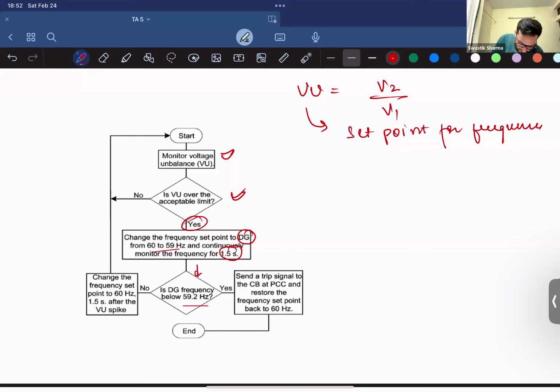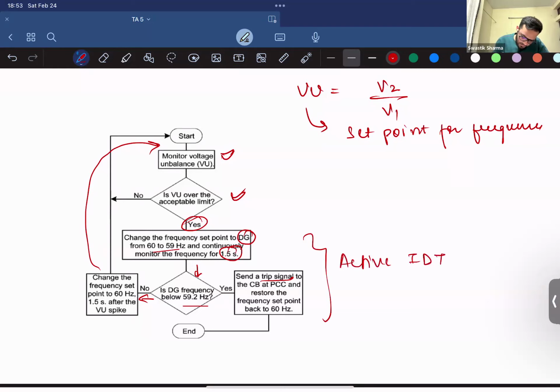And if the DG's frequency goes below 59.2 hertz, it sends a trip signal, and you are disconnected from the PCC, and your frequency set point is then restored to 60 hertz. If not, it is still restored to 60 hertz, and then you can work while being connected to the grid as well. So this part is active IDT, and this part is passive IDT. In this way, you are still deteriorating your power quality, but not too much.